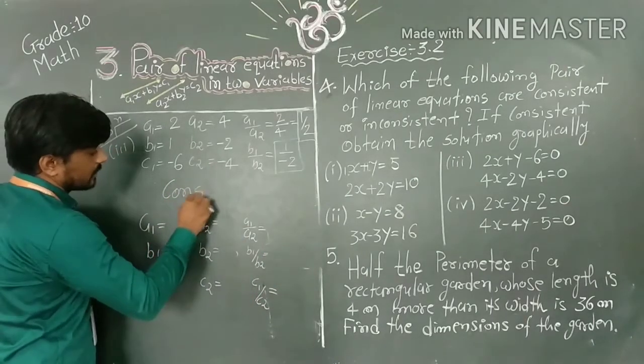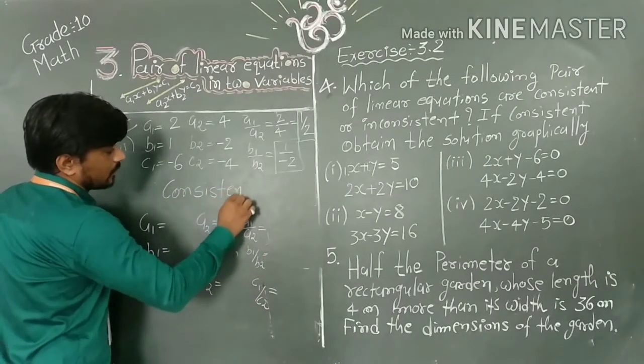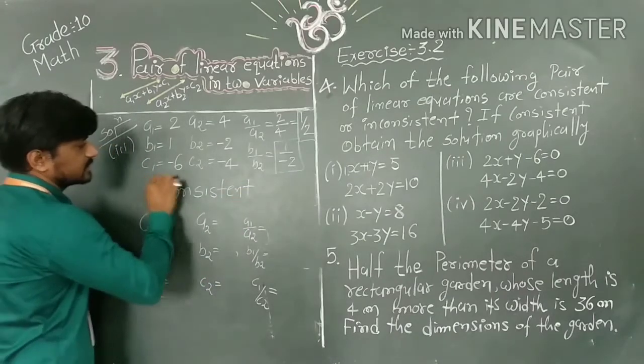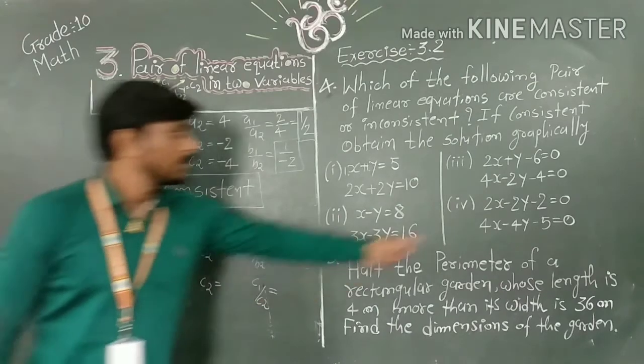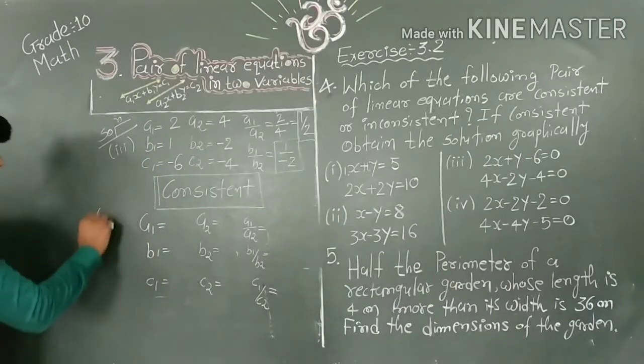Therefore we get a consistent solution, or a consistent line. This is the third answer. Okay. Now what about example number 4?